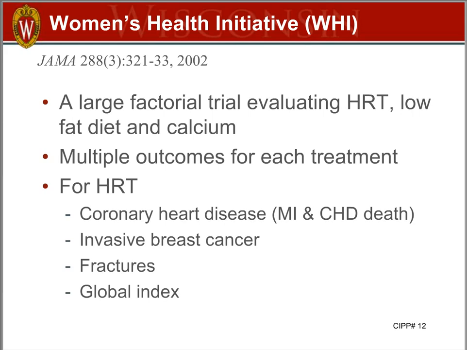We also had a worry, perhaps, that it would have some impact on invasive breast cancer. We expected it to have an impact on fracture rates. And those who designed this trial came up with a global index, putting all these pieces together to come up with a single outcome that says, on the whole, is HRT better or not?